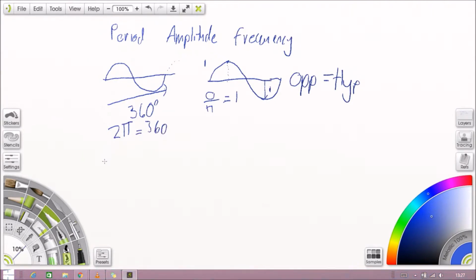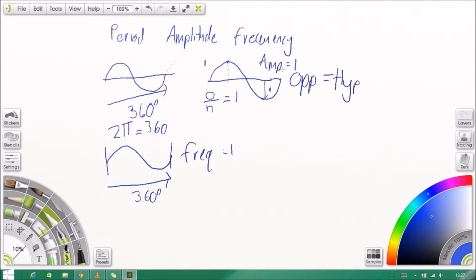Last thing, the frequency. Frequency is how many times something happens, and in this case we're talking about how many times the graph repeats itself in 1 revolution of a circle. So the frequency for your basic sine graph is 1, the amplitude is 1, and the period is 360 degrees.